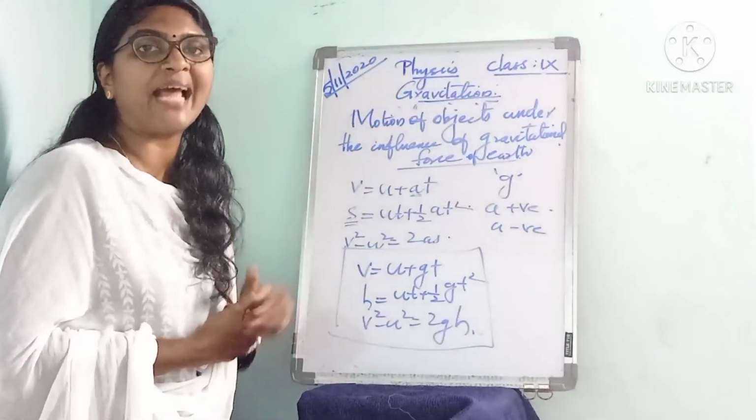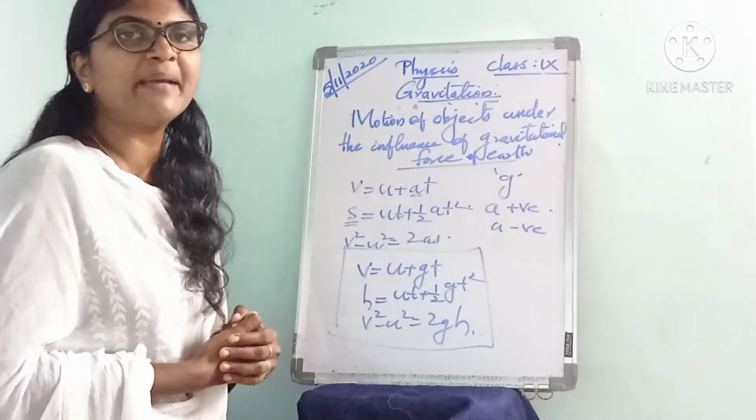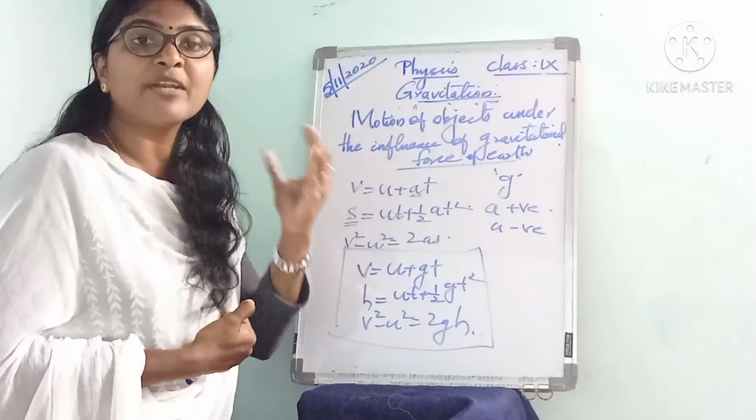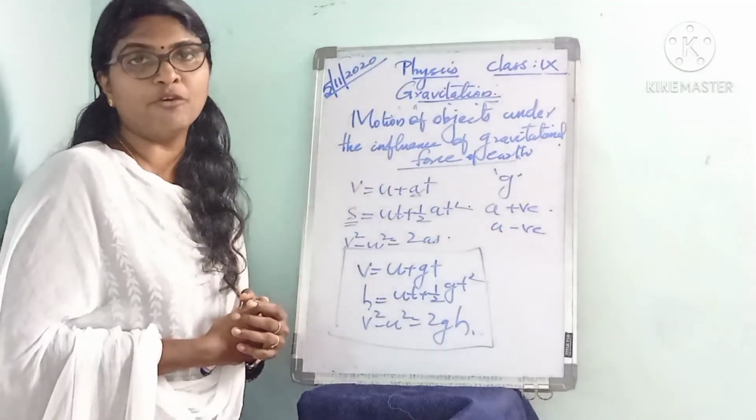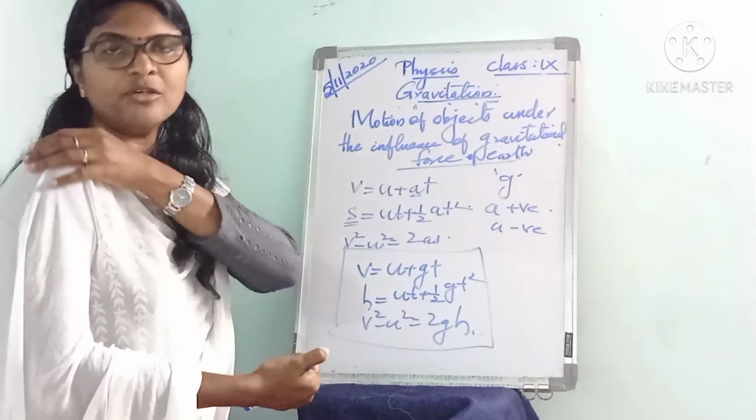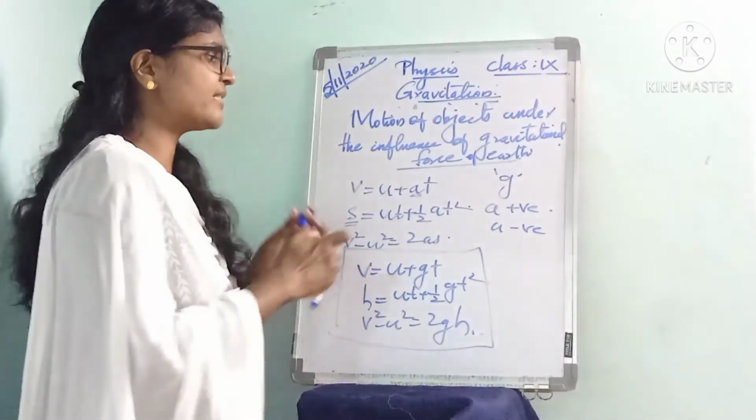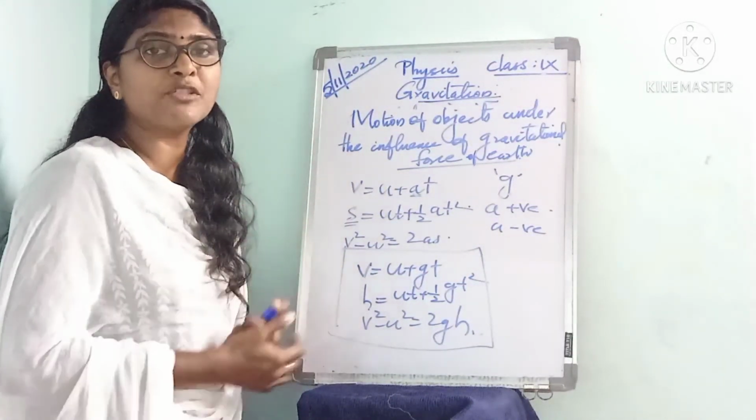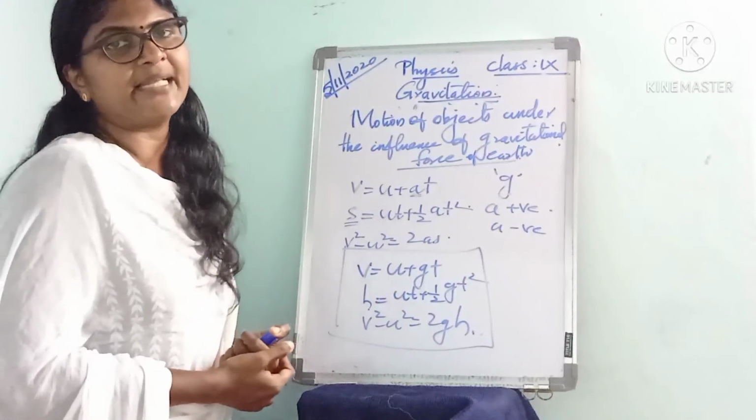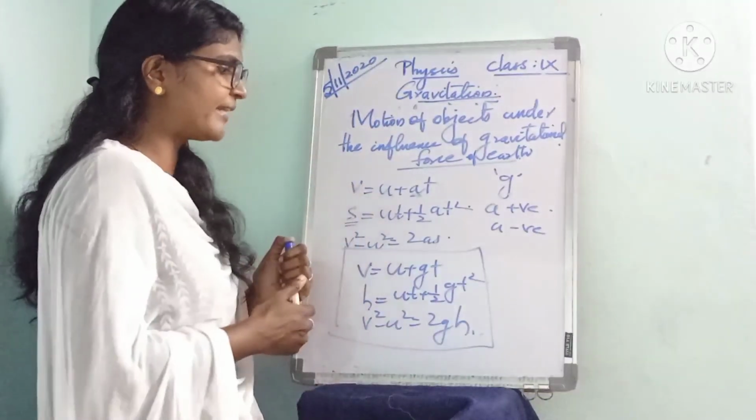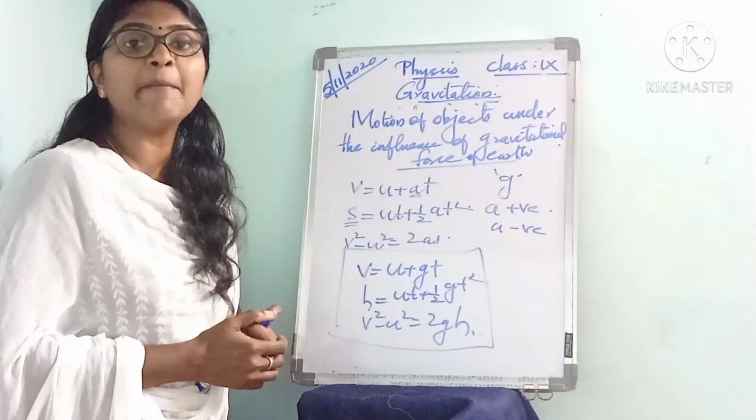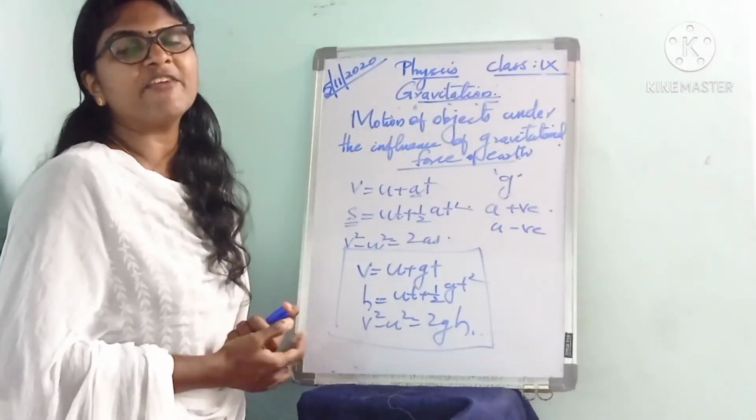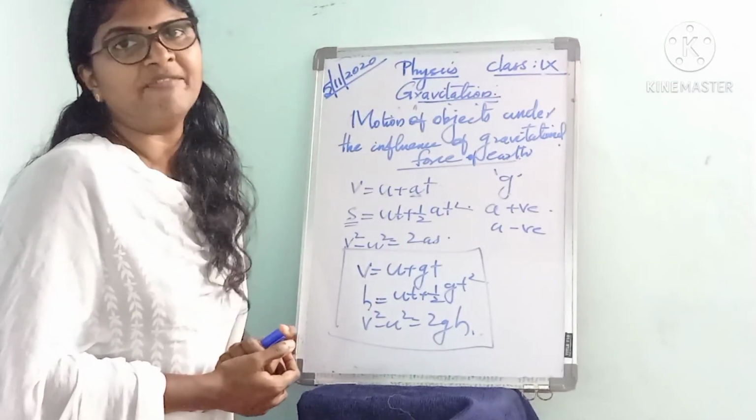Next we learned about acceleration due to gravity. What is meant by acceleration due to gravity? The acceleration produced on a freely falling object due to Earth's gravitational force is called the acceleration due to gravity. It is denoted by the letter small g. What is the unit of small g? Meter per second square. Then what is the equation for acceleration due to gravity? Small g = GM/r^2. That is the equation for acceleration due to gravity.